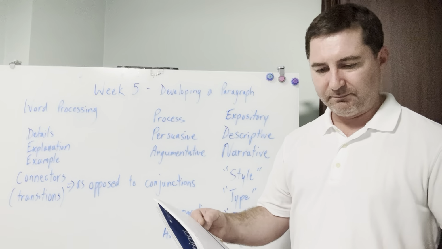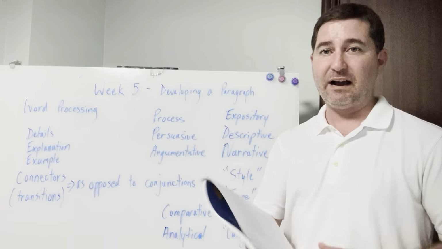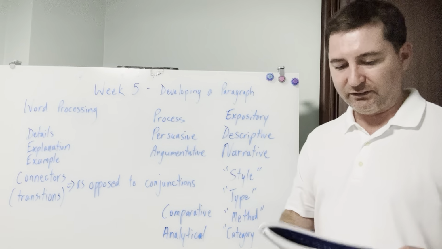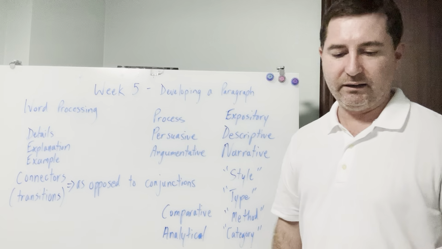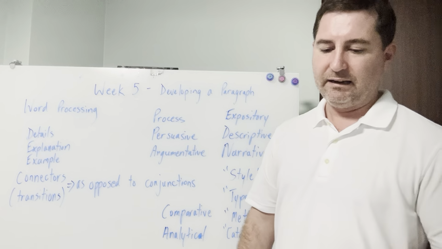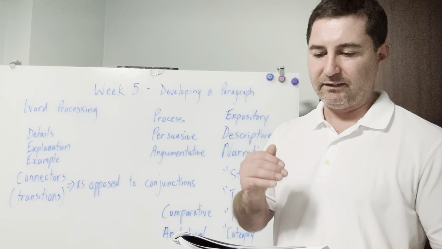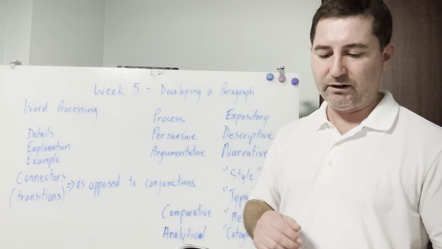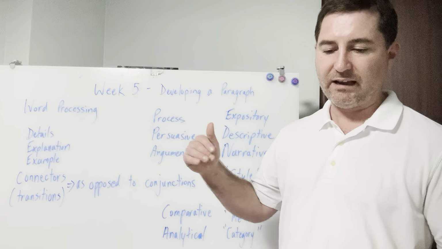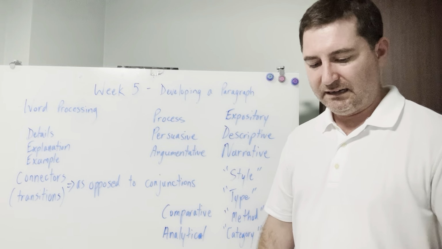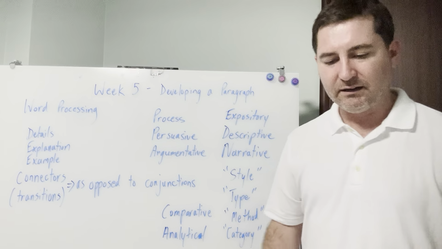The next page is a descriptive paragraph, but it's describing a process. So we call it a process paragraph. They're talking about how water evaporates, and you just basically have to put the details in a certain order. There's from 1 to 7. There are 7 steps to evaporation, and you have to write them down.